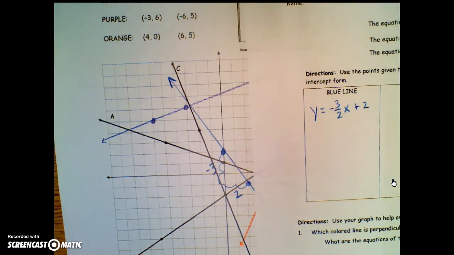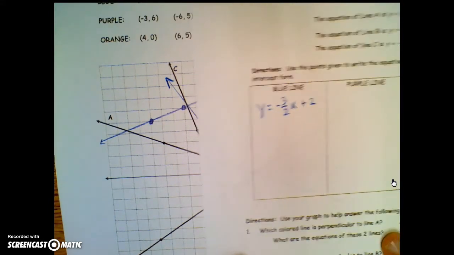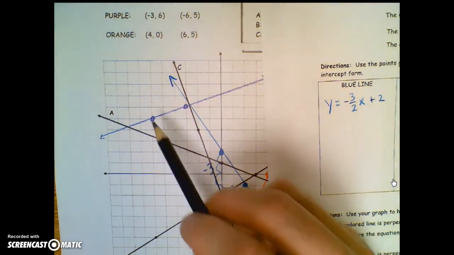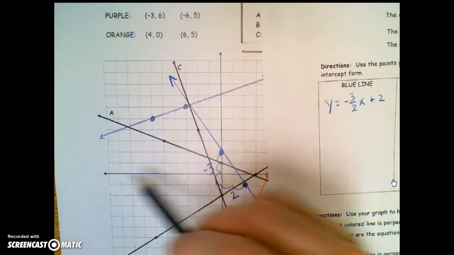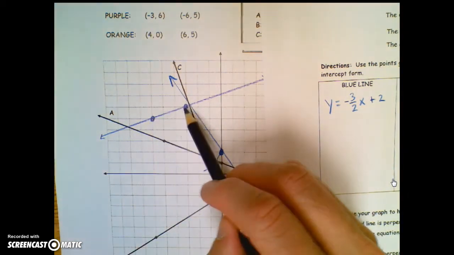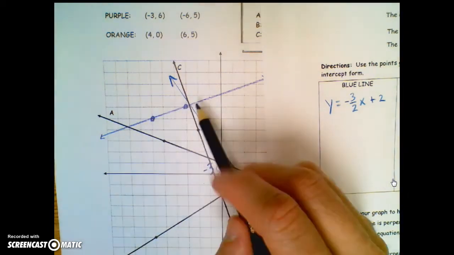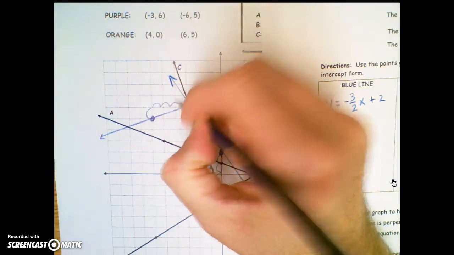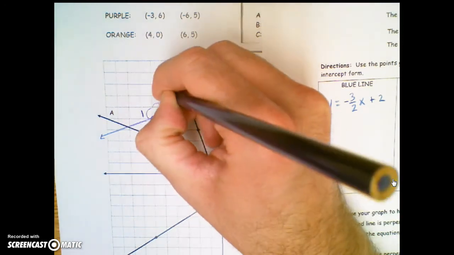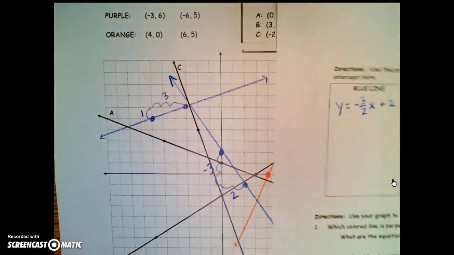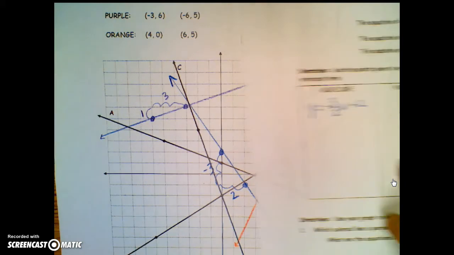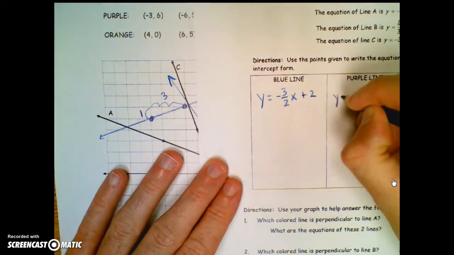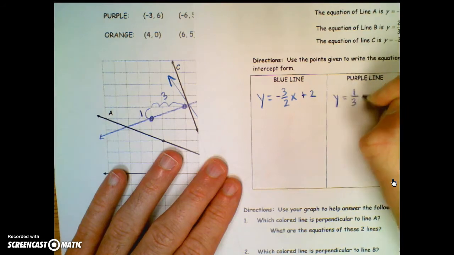Looking at the purple line, which is next on our sheet, I'm going to find the slope between the 2 dots of the purple line. So again, going from left to right, I'm going to start at this point to go to this point. This is a positive. So how many spaces up and how many spaces over am I going? Looks like it's 1 over 3. So for my equation, I would write down y equals 1/3 x.